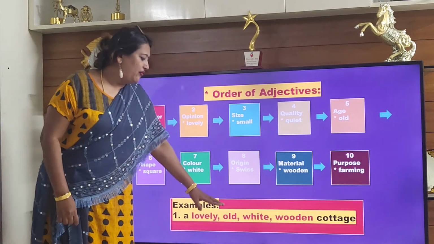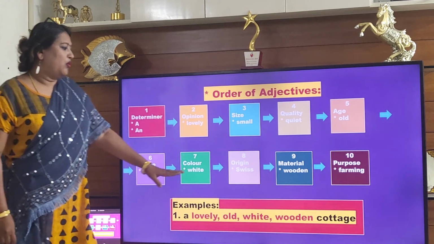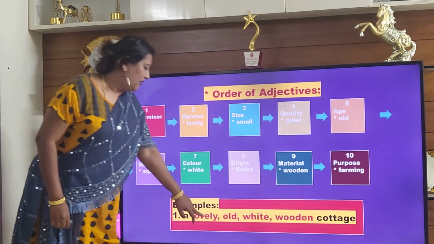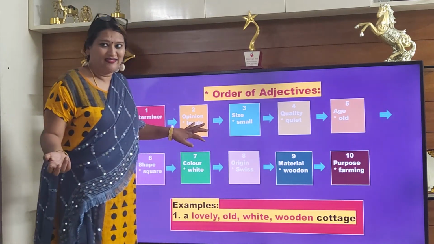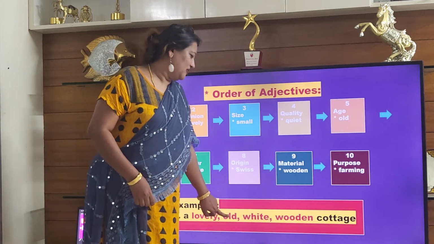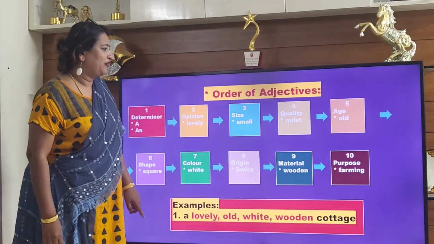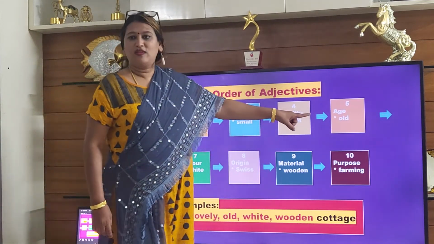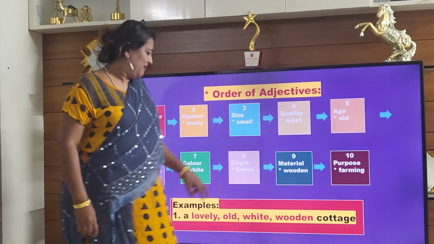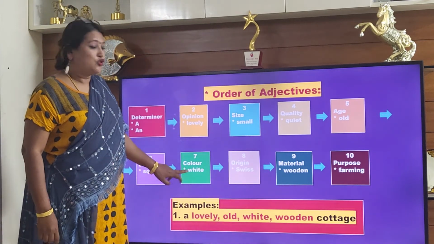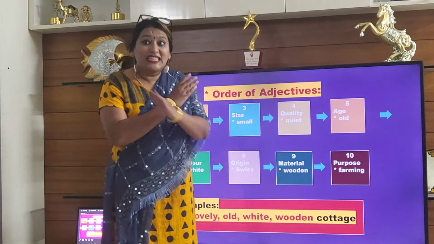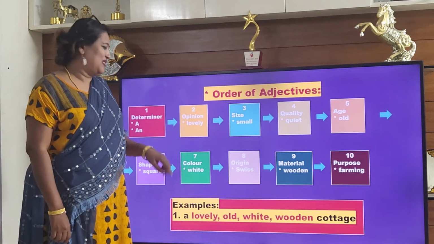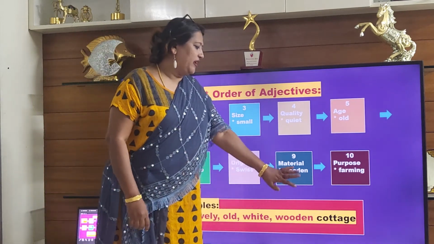An example is "a lovely old white wooden cottage." See? A is nothing but the determiner. Lovely is your opinion. And how is it? Old. Old and white. Old is the age. White is the color. So the number of old is 5, and color is number 7. So you cannot say "white old." That's incorrect. That means you're not following the rules. So: old, white, wooden cottage.